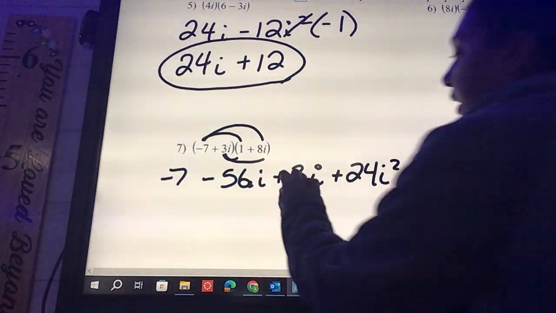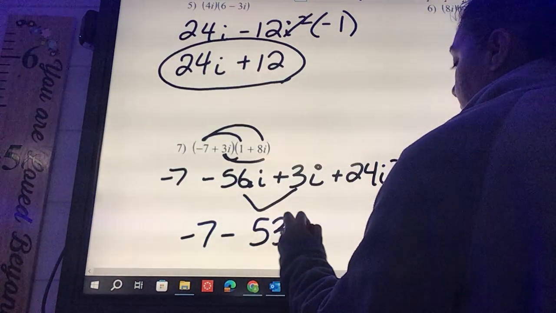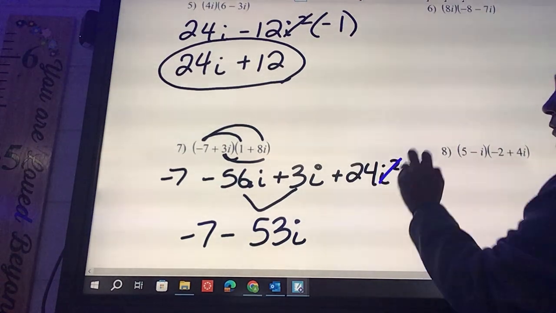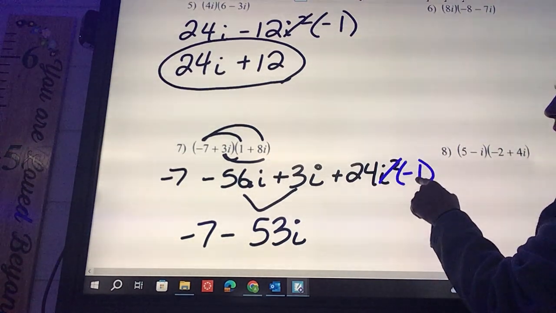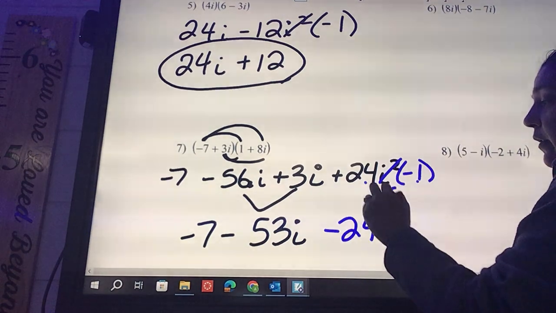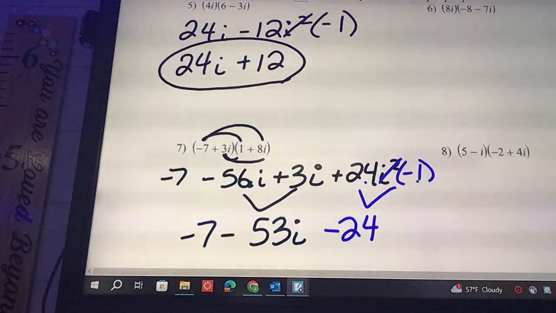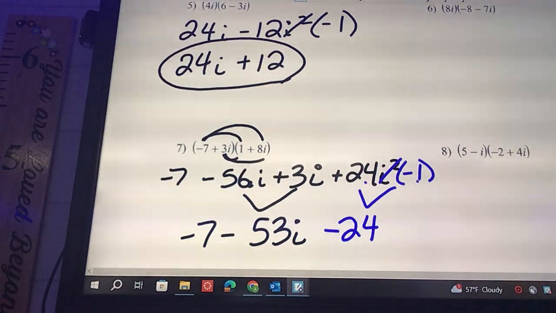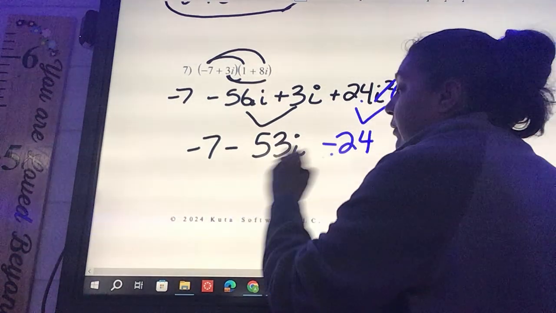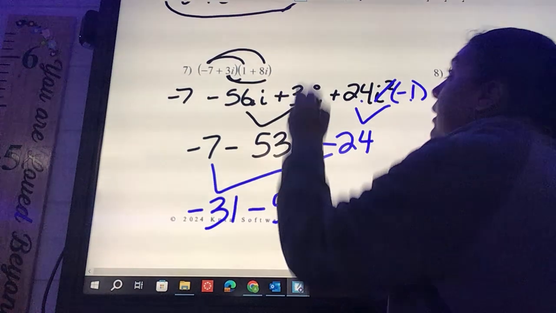Okay, we can combine this middle here, so I got -7 minus 53i. And then here, we can change this i squared to a -1. So -1 times 24 is going to be a -24. Okay, and then we can also combine this 7 and this 24 to give me a -31 minus 53i.